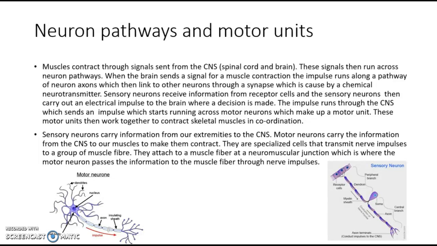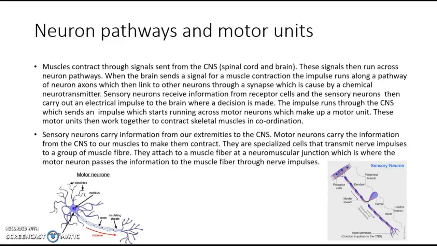Sensory neurons receive information from receptor cells, and the sensory neurons then carry the electrical impulse to the brain, where the decision is made. The impulse runs through the CNS, which sends an impulse that starts running across motor neurons, which make up a motor unit. These motor units then work together to contract skeletal muscles in coordination.